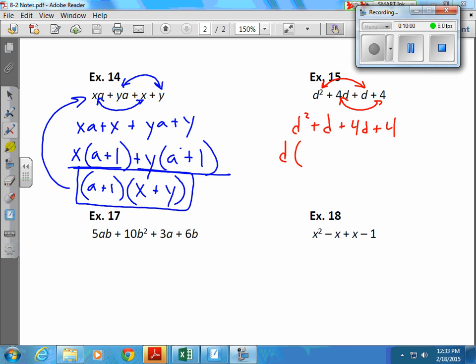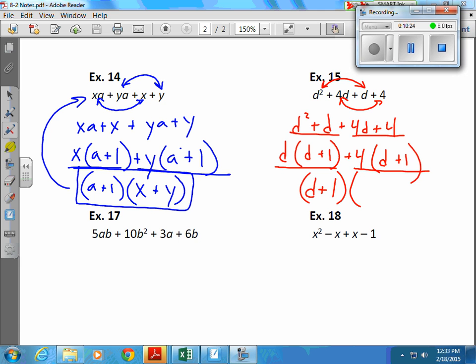Then factor out a d from the first two terms. Look at d plus 1. Over here, I'm going to factor out a 4 from both of those, left with, again, d plus 1. Now, both of these terms have a d plus 1 in common. So if I factor out a d plus 1 from both terms, I'm left with d plus 4 as my other factor.